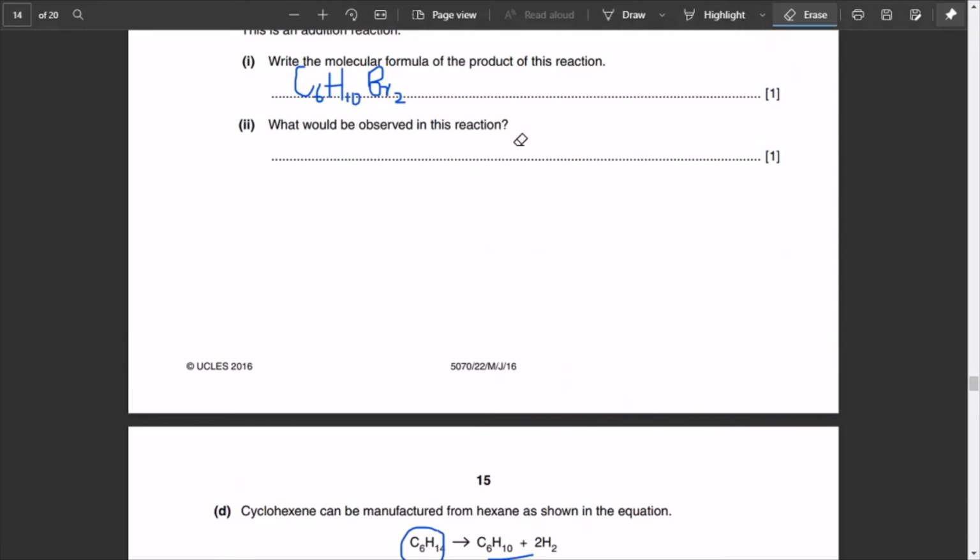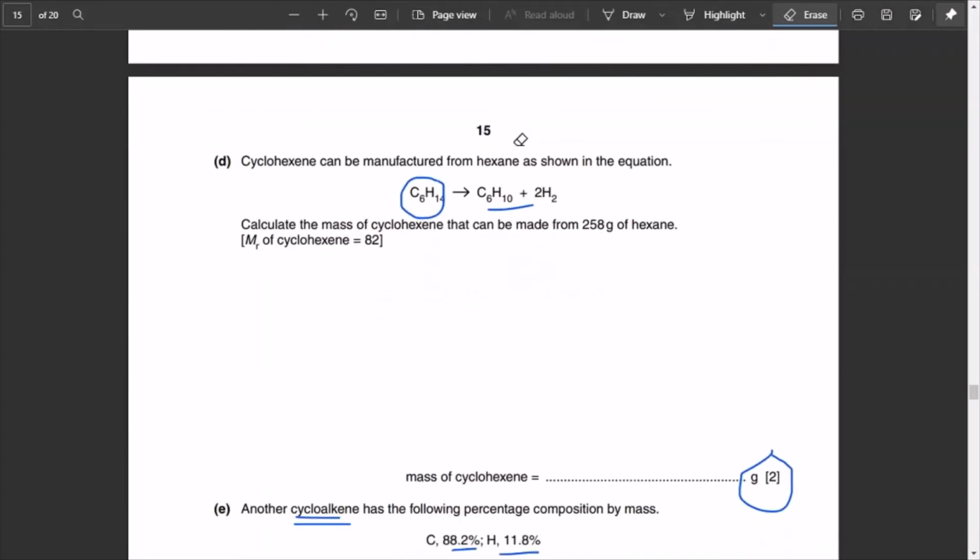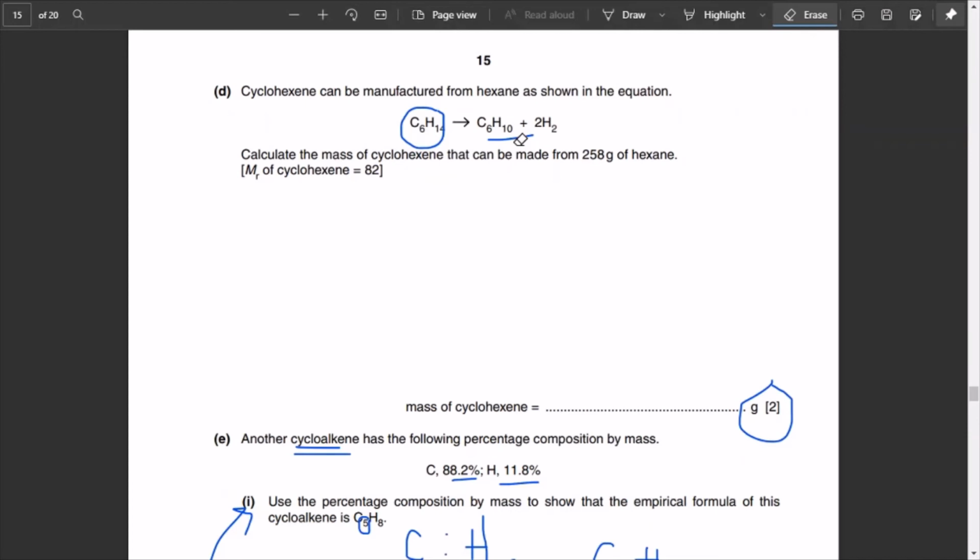What would be observed in this reaction? In this reaction, we'll observe that bromine would go colorless. Moving on to part D, cyclohexene can be manufactured from hexane as shown in the equation. Calculate the mass of cyclohexene that can be made from 258 gram of hexane.